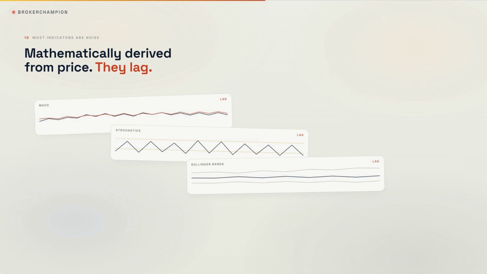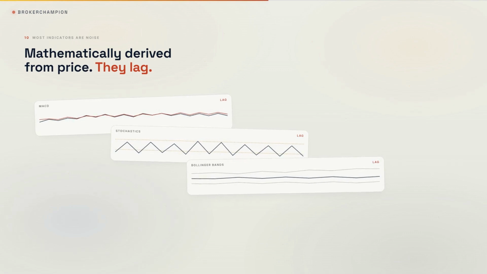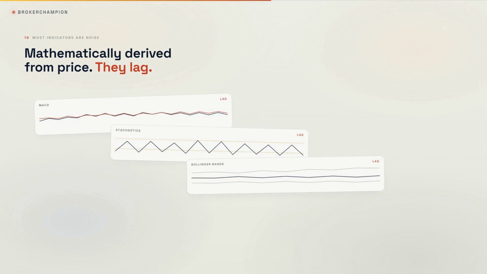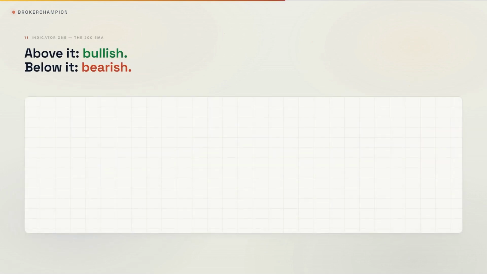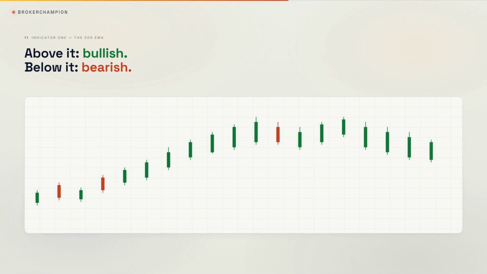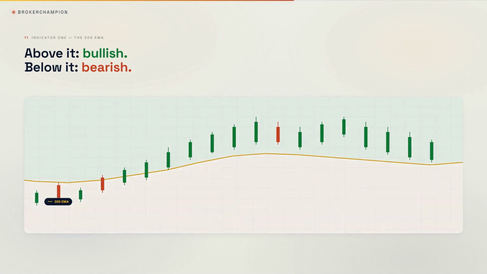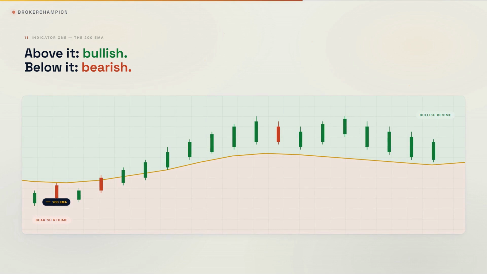Every oscillator you've ever heard of, MACD, stochastics, Bollinger Bands, is mathematically derived from price. They lag the thing they're supposed to predict. Stacking 5 of them on a chart isn't analysis, it's a confirmation bias machine. 2 indicators earn their space. The 200 EMA, an exponential moving average of the last 200 candles, weighted toward recent values. Above it, the market is in a bullish regime. Below it, bearish. Every institutional desk watches it, which is exactly why it works.